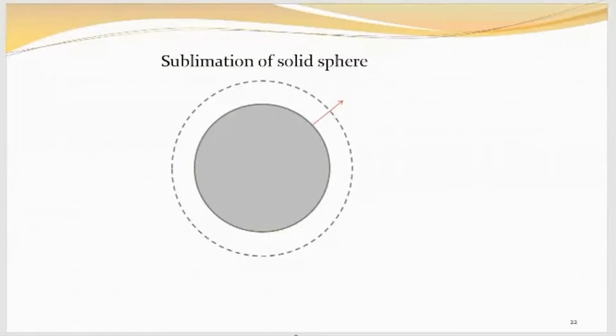So yeah, if it's clear, maybe now we can try to do one exercise. So you try to do one exercise. Okay. So now we have a solid sphere. This solid sphere is hanging in the air, in the ambient air. And we can see that there is a sublimation of the solid sphere to the air.